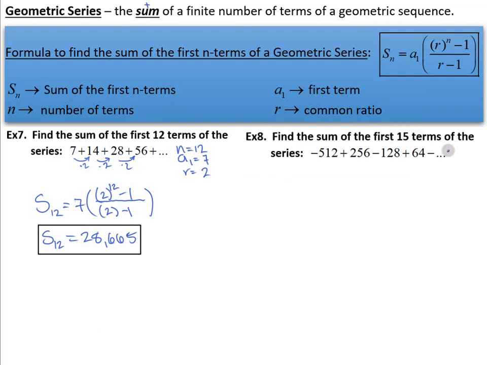Find the sum of the first 15 terms. Okay, well, n is 15. That's my number of terms. We've got one of our three things we need. There's my first term again. The first term is -512. And I just need the common ratio.